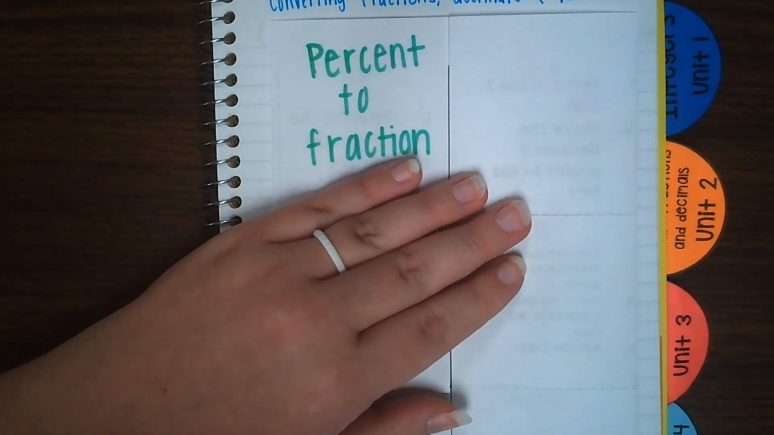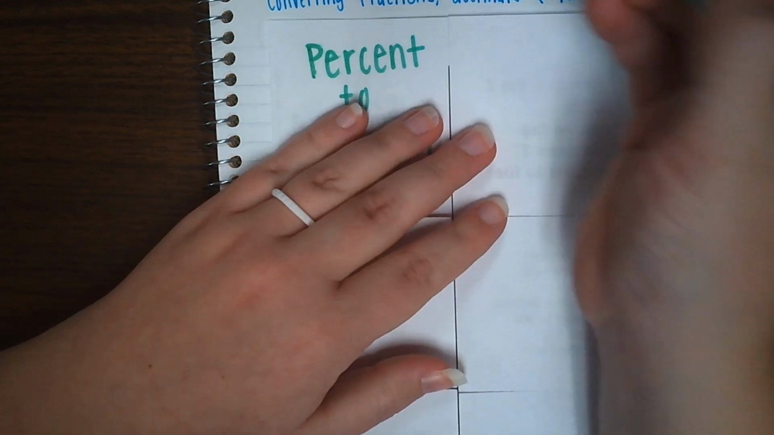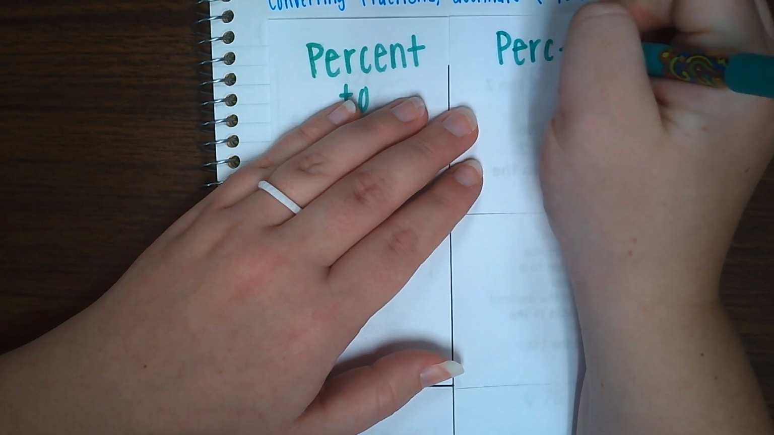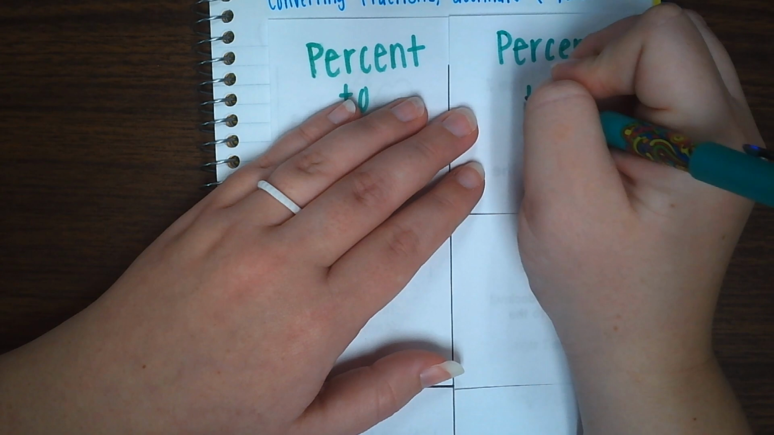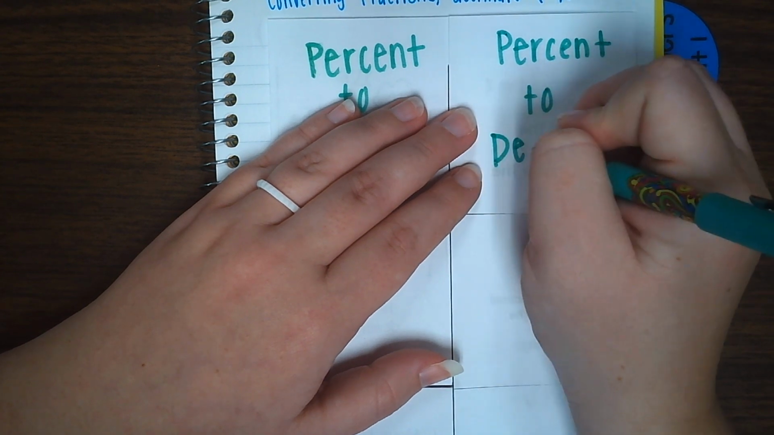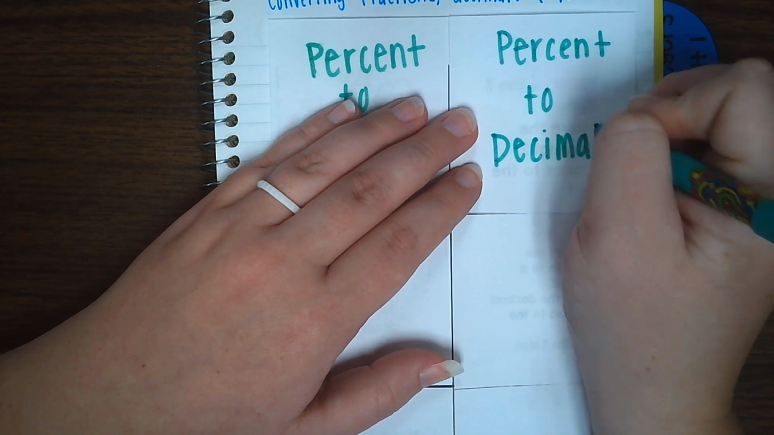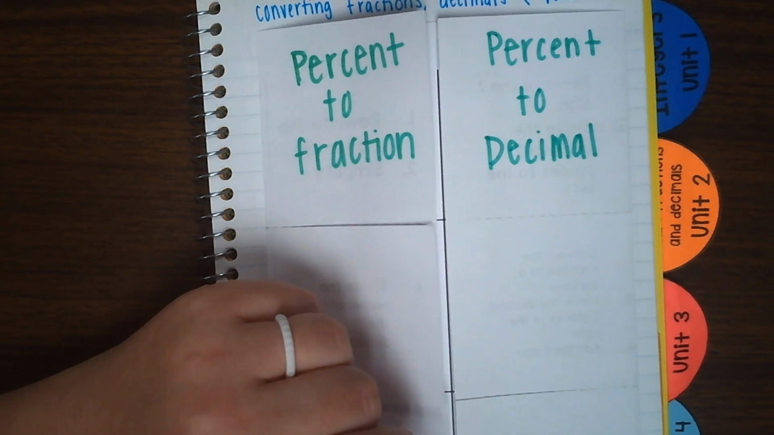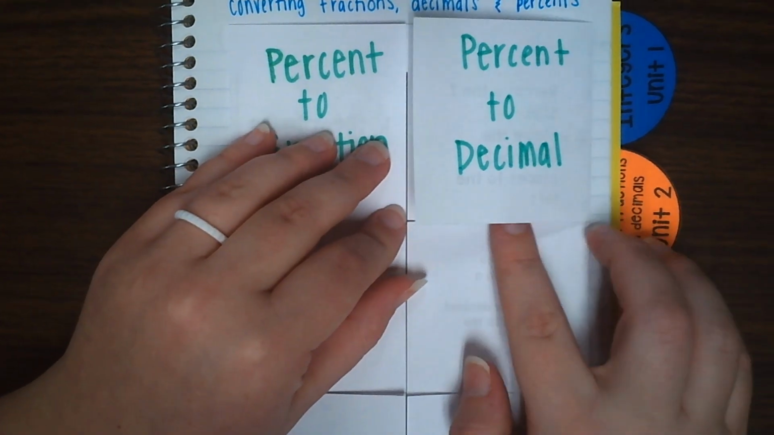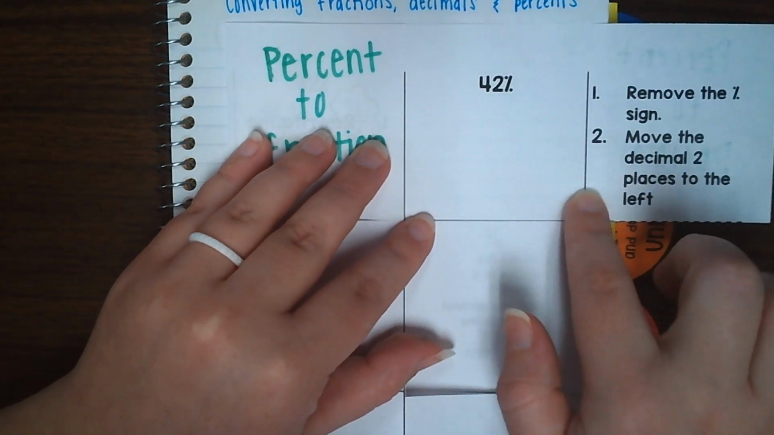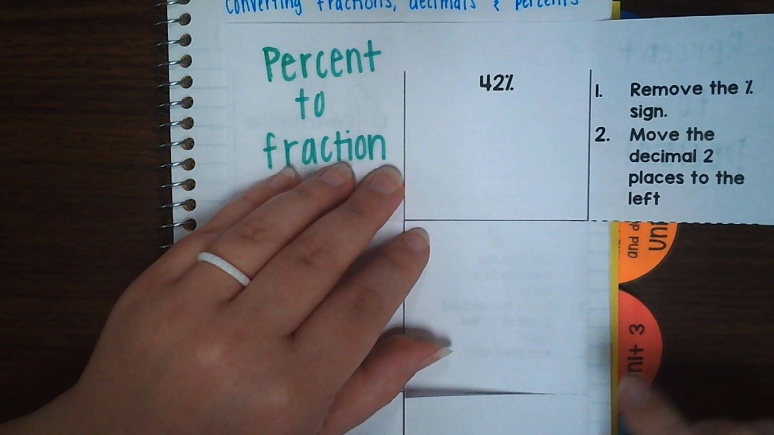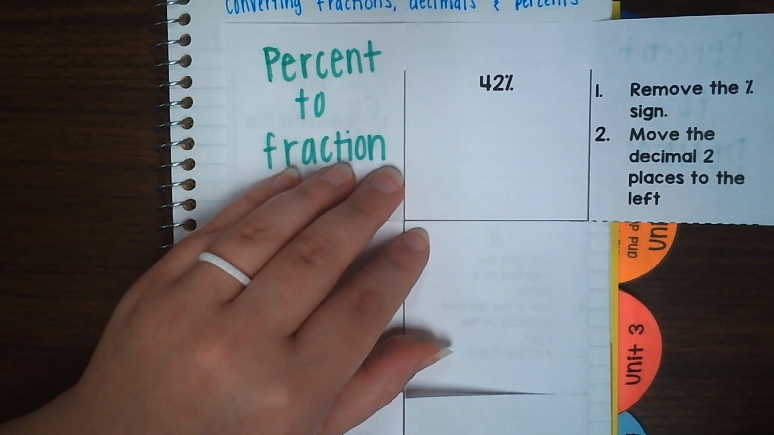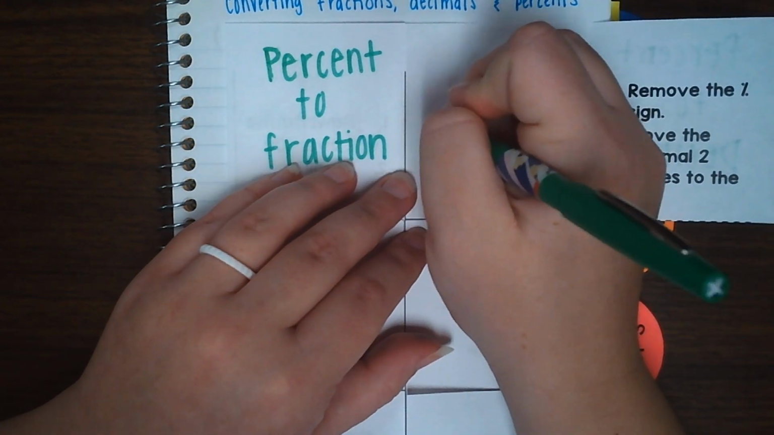Okay. Next, we're going to do percent to decimal. So we're going to the right, percent to decimal. Open that one up. It says, step 1, remove the percent sign. Step 2, move the decimal 2 places to the left. Okay, so the first thing we do is remove the percent sign.